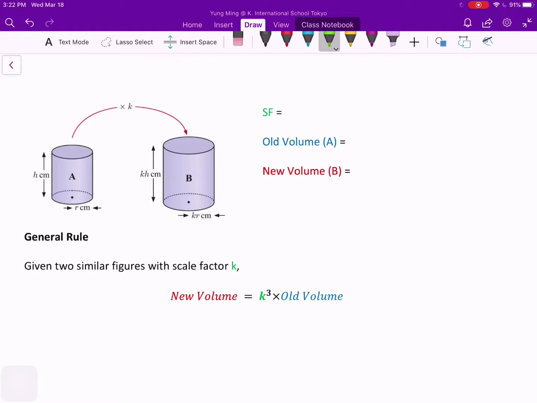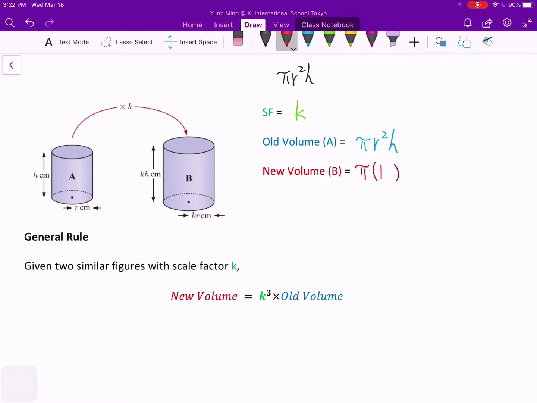So that leads us to this general case. When we talk about our scale factor, we're talking about k in this case. Notice that from h to kh we multiply by k, and from r to kr we also multiply by k. When we're talking about the volume of A, the volume of a cylinder is pi r squared h, so we're going to use that. Nothing special.